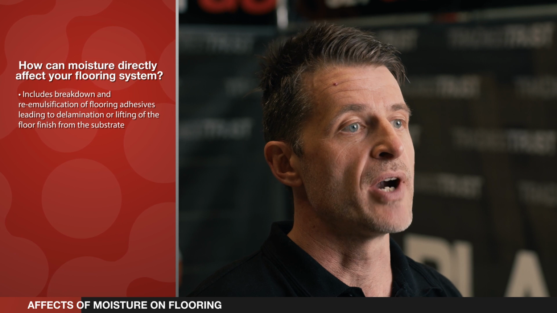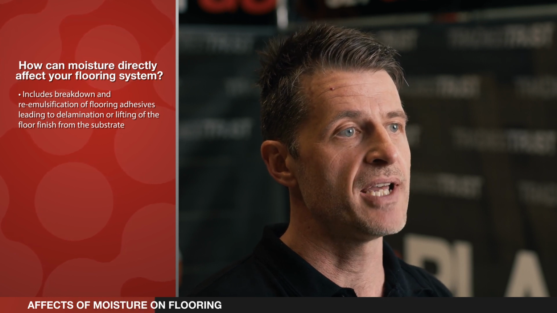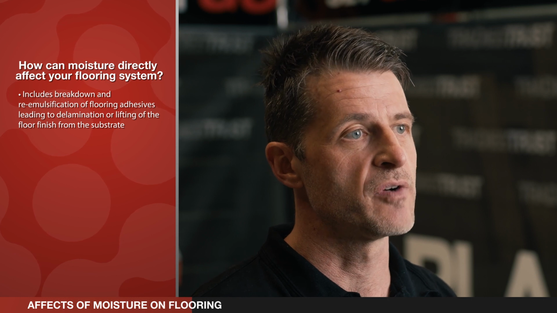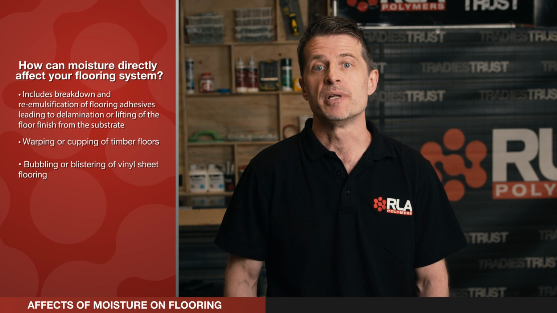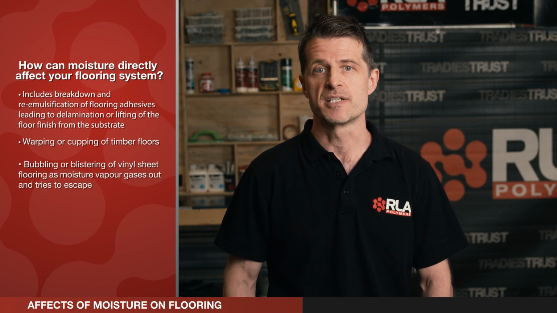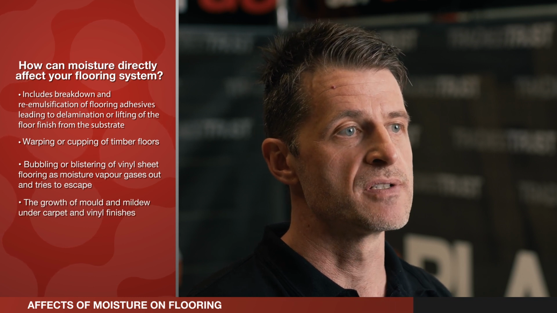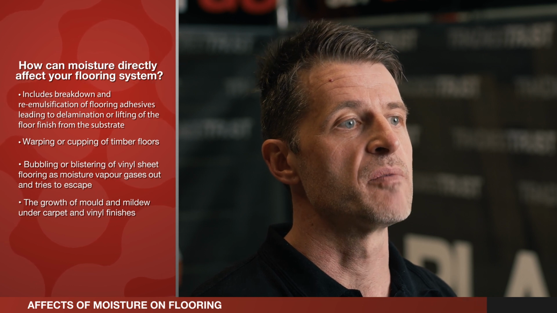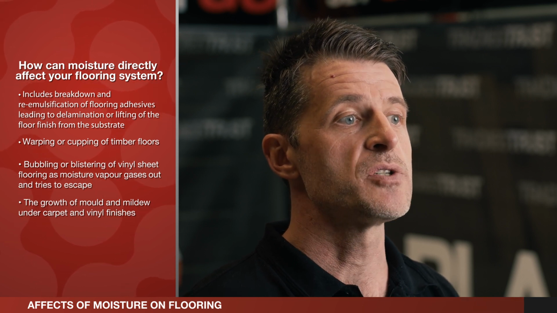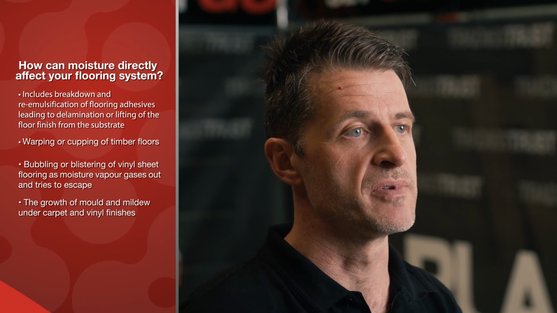These include the breakdown and re-emulsification of flooring adhesives, leading to delamination or lifting of the floor finish from the substrate, warping or cupping of timber floors, bubbling or blistering of vinyl sheet flooring as moisture vapor gasses out and tries to escape. Also, the growth of mold and mildew under carpet and vinyl finishes. The dark and damp environment provides perfect conditions for its growth and propagation. And this is always a major concern as it can directly affect the health and well-being of the building's occupants.